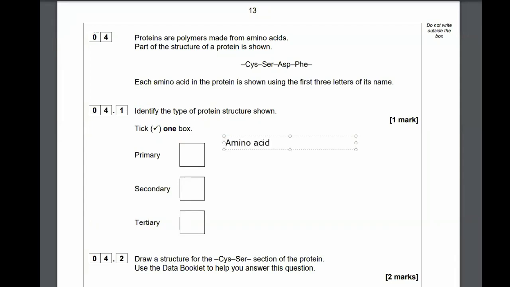So we have three possible answers, which are primary, secondary, and tertiary. The primary is the amino acid sequence. The secondary is the first level of folding. You've got beta-pleated sheets or alpha helix. And then you've got the tertiary structure. Oh my gosh, I can't spell.